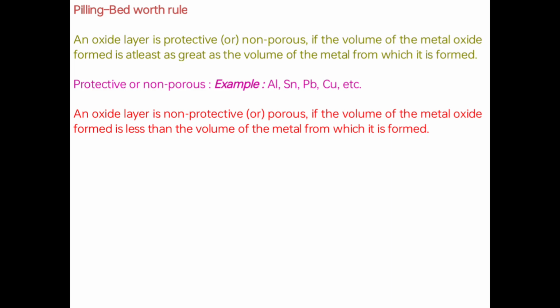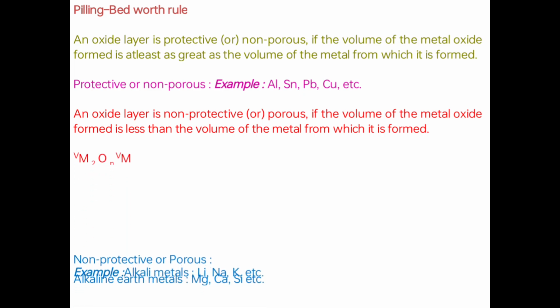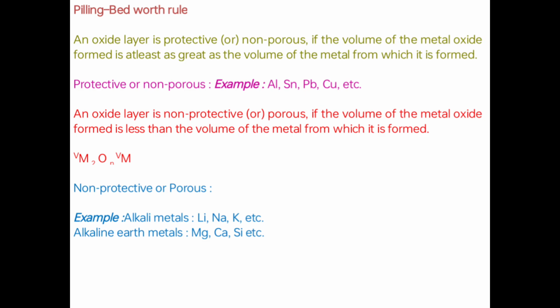An oxide layer is non-protective or porous if the volume of the metal oxide formed is less than the volume of the metal from which it is formed. Non-protective or porous, examples: alkali metals, lithium, sodium, potassium, etc. Alkaline earth metals, magnesium, calcium, etc.